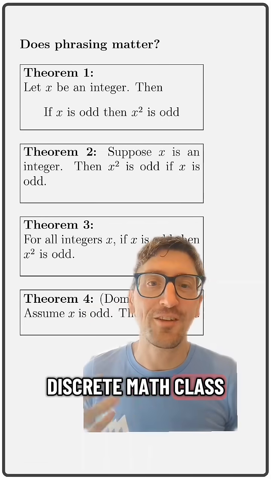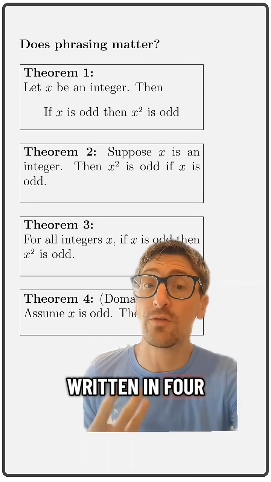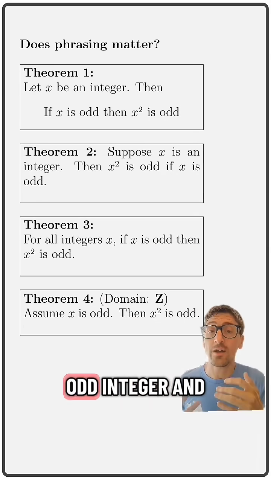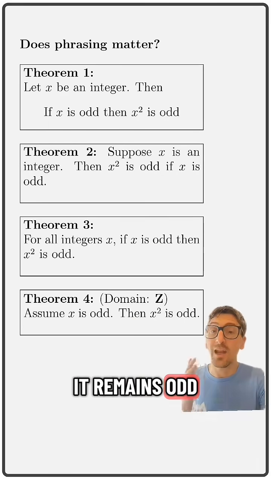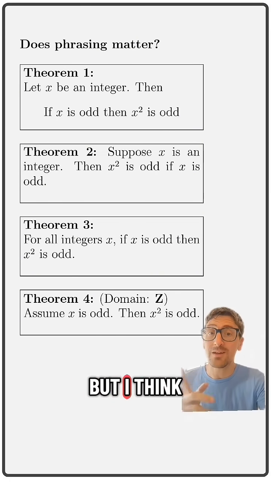I'm teaching a discrete math class right now, and my students are learning how to write proofs. And I have the same theorem written in four different ways. This is a simple theorem. If you have an odd integer and you square it, it remains odd. And I think a lot of people would say, oh, a student does or doesn't know how to prove this theorem, but I think it's more complicated than that.